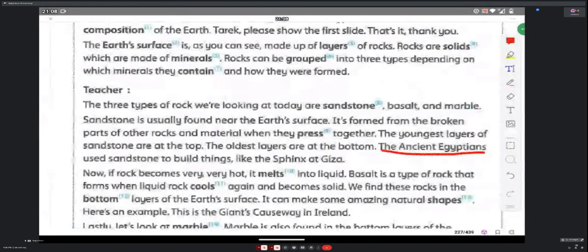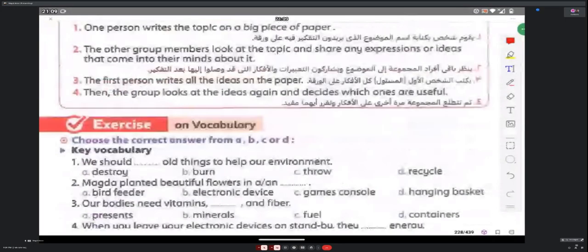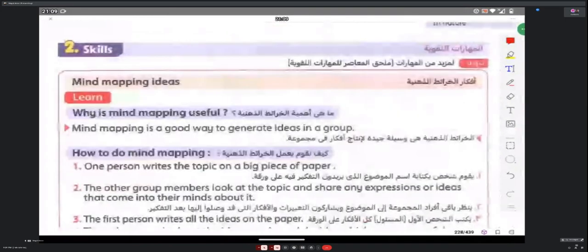We use "the" with the ancient Egyptians, but if it's Egypt, it's ancient Egypt. We also use "the" with the Earth's surface. We use "the" when we know what we are talking about. We use "a" or "an" when it is unknown or indefinite.